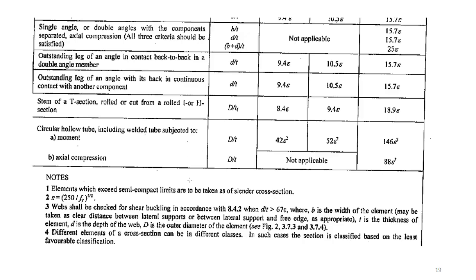These all are the remaining properties of the sections, whereas epsilon indicates the square root of 250 by Fy. Here d is the depth of the web, we can see here.